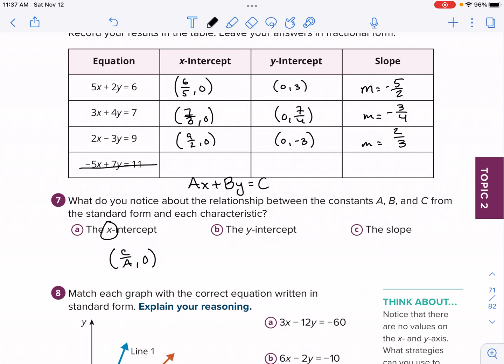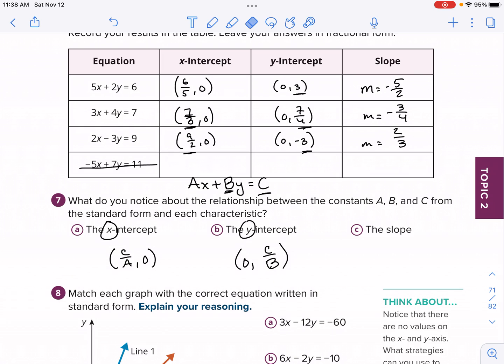That's what we did here. We did 6 divided by 5, 6/5. 7 divided by 3, 7/3. 9 divided by 2, 9/2. So all of that works out. What's the pattern for the y-intercept? Something similar, but x is 0, and it is c over b. So this value divided by this value. That's what we got here. 6 divided by 2 is 3. 7 divided by 4 is 7/4. 9 divided by negative 3 is negative 3. Okay.